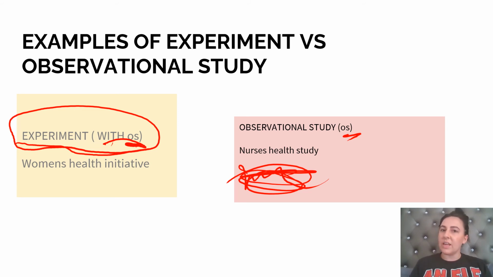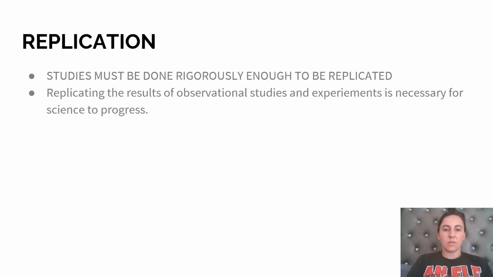So in the experimental study with the Women's Health Initiative, they had the women who were part of that study take the hormonal therapy, and then they measured the outcomes. Okay, in an observational study, you just straight up measure and observe. That's all they're doing. Okay.